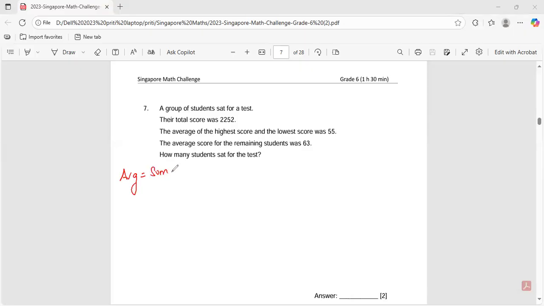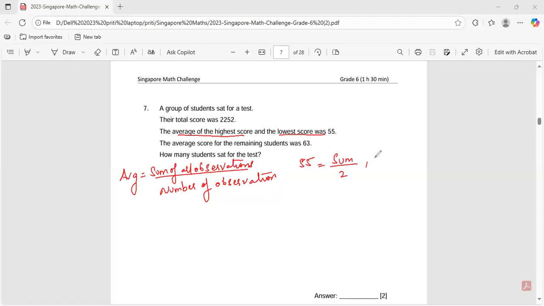Mean is sum of all observations over number of observations. Now, they have given us two averages, right? So the average of the highest and the lowest score was 55. So this was the average, and so there was some sum. Average of the highest and the lowest was 55. So the sum of the highest and the lowest was 110, right? Now for the remaining students, what is the sum? Remaining students: 2252 minus 110. So this is 2142.